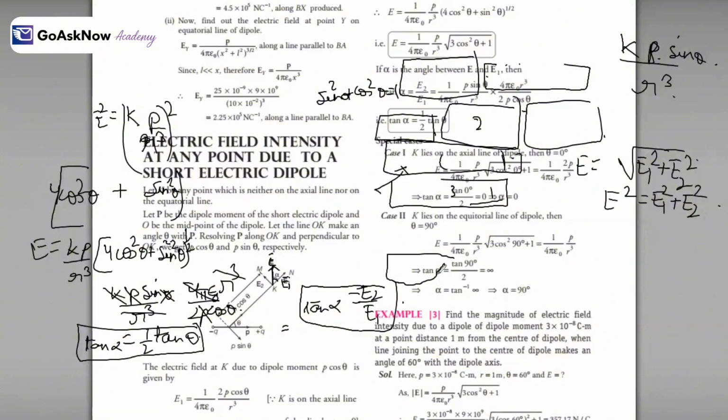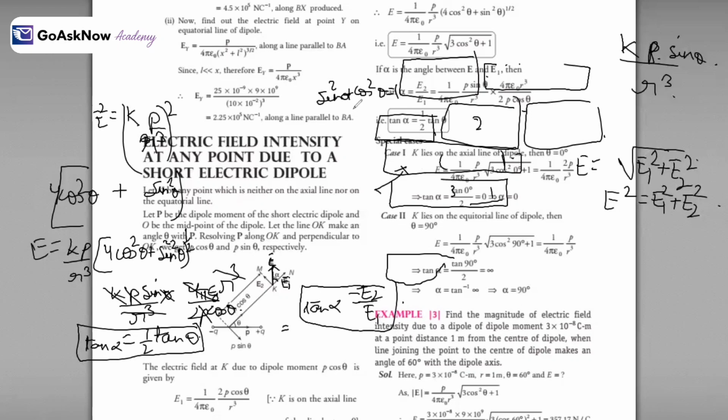And for the equatorial point of the dipole, theta will become 90 degrees. You can see here in the figure also that it will become 90 degrees. So the electric field will come out as what? p by 4 pi epsilon naught r cubed. That we have also already covered. So here we have seen some points of this.